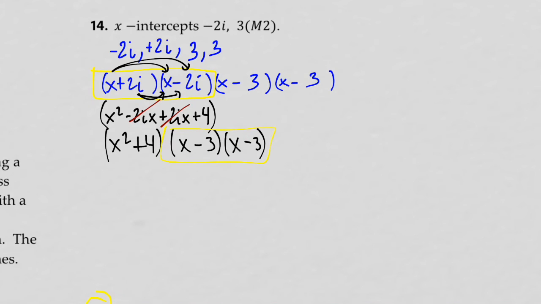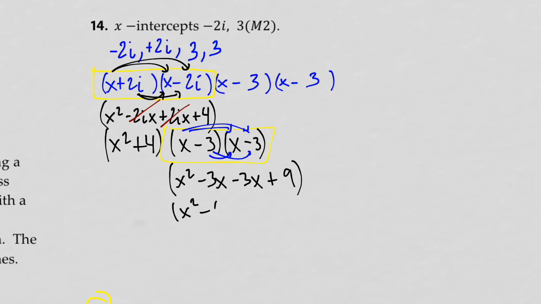So let's go ahead and multiply x times x, which is going to be x squared. X times negative 3 is negative 3x. Negative 3 times x is negative 3x. Negative 3 times negative 3 is positive 9. Put those together and you're going to get x squared minus 6x plus 9. Multiply that times x squared plus 4. Distribute again, and we're going to finish here.